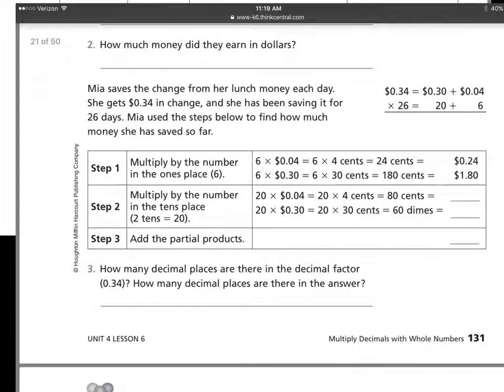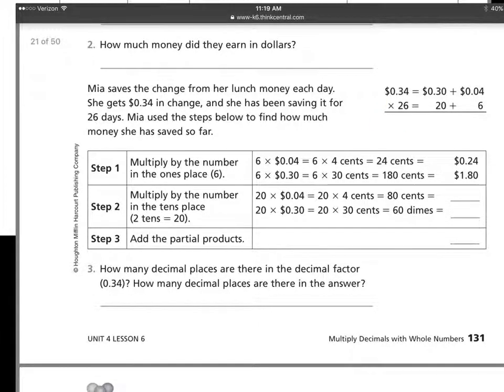Cool. The next question says, Mia saves change from her lunch money each day. She gets 34 cents in change, and she's been saving it for 26 days. She wants to use the steps below to find out how much money she has saved so far. You can see over here on the right-hand side that they took the 34 cents and are multiplying it by 26 days. Of course, you could use repeated addition and just add 34 cents 26 times. But this would be easier to do, of course.